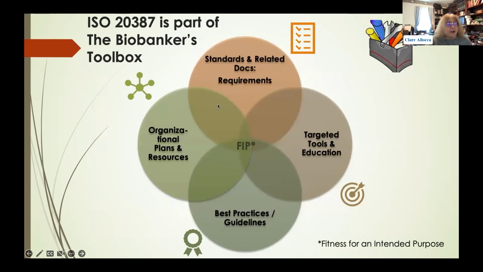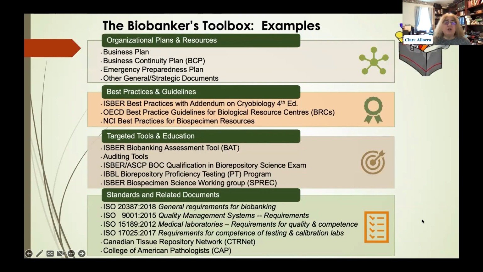So putting this in the higher context, we don't leave people to just do ISO 20387 and say, bye-bye. There are actually a number of tools that can work in a complementary fashion to ISO 20387 and other tools. And these are just some examples.